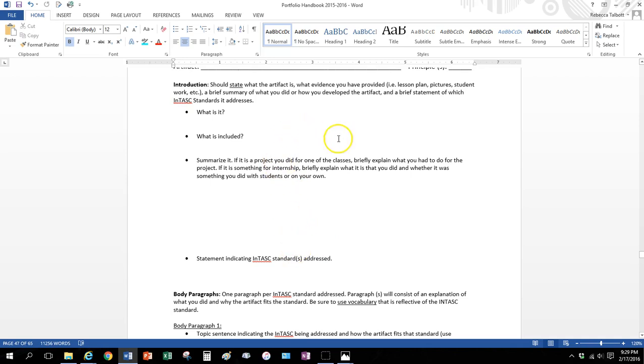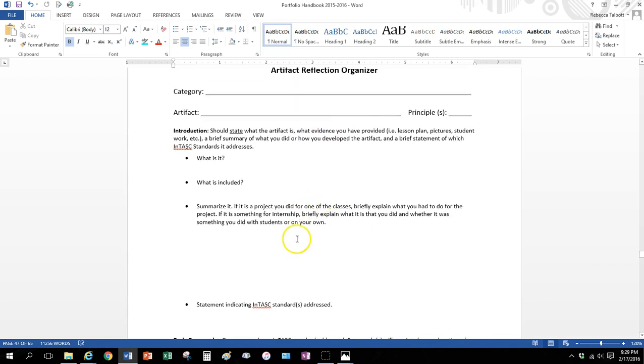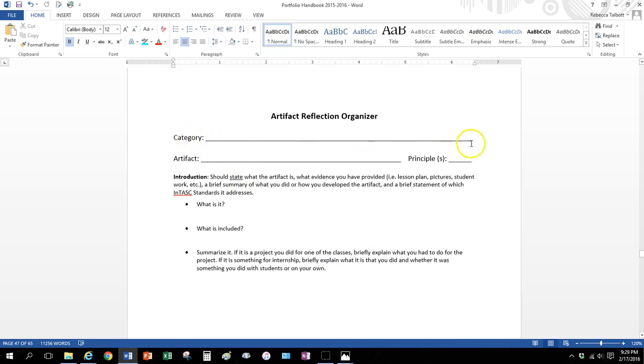There are little plastic trays on the wall with blank copies in there, so you can get them if you need them. You don't have to use the one that's in your folder. But this helps you determine what's going to go in a particular reflection. You start with the category, so you know which one it is, the name of the artifact, and then which of the in-task standards this particular artifact fits with.